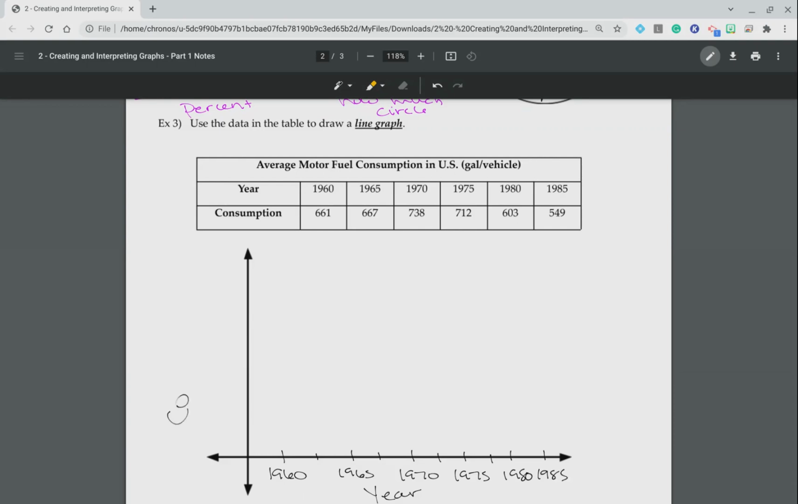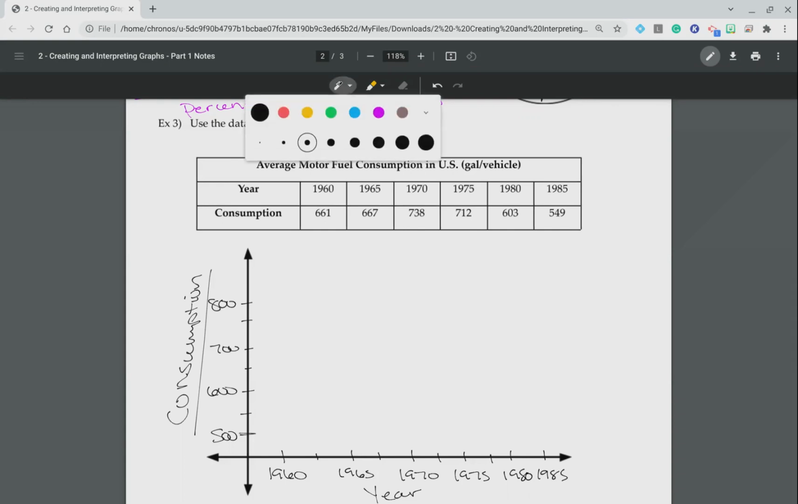All right, and then over here is our consumption. So I'm going to start at, well, our lowest number is 549. So I'm going to start at 500. Here's 550, here's 600, 650, 700, 750, 800, and that's as high as we need to go.